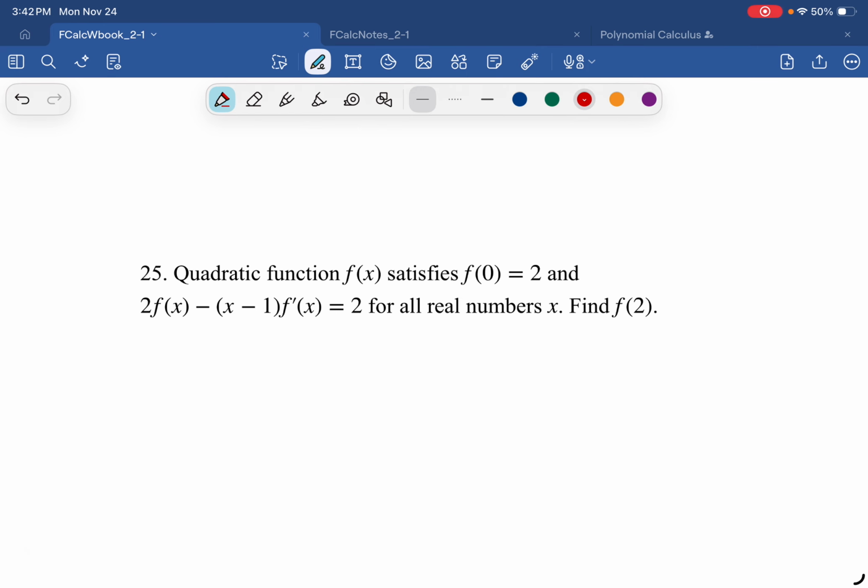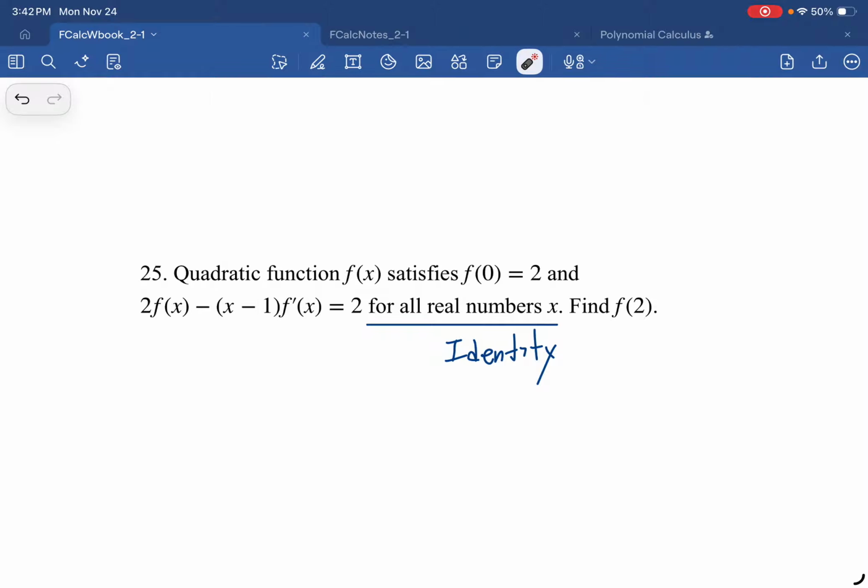Number 25. Quadratic function f of x satisfies f of 0 equals 2, and this equals 2 for all real numbers x. Okay, so whenever you see for all real numbers x, you've stumbled upon an identity, right? An identity is an equation that holds true for all possible values of x, right? When we first learned an equation, we defined it as an expression that is sometimes true and sometimes false depending on the value of x, but it says that, hey, this is true for all values of x.